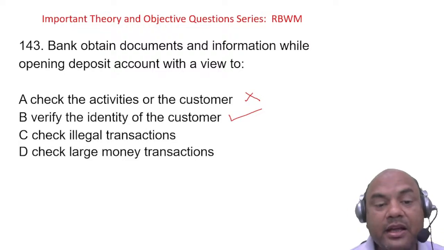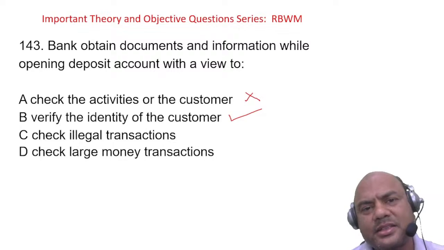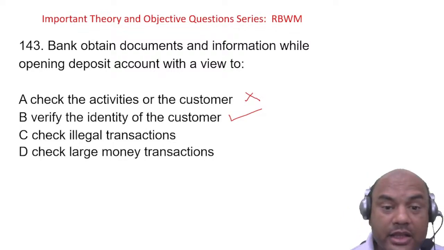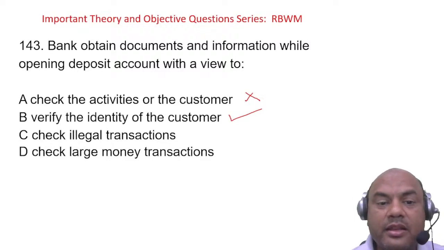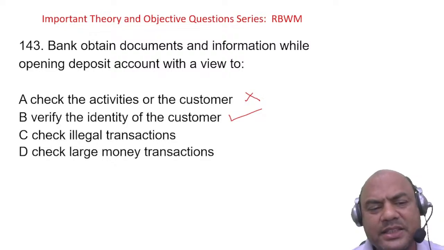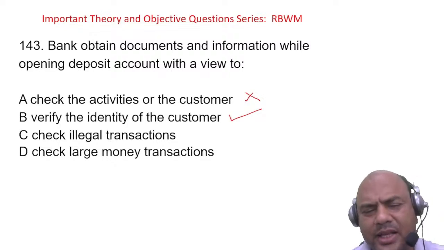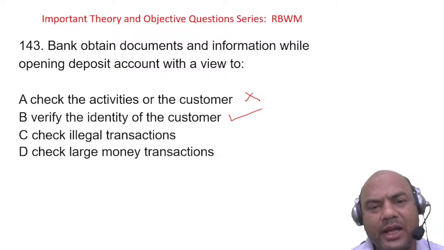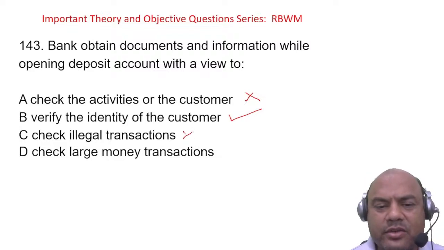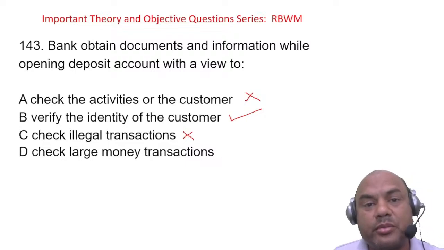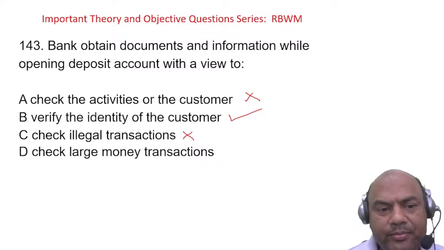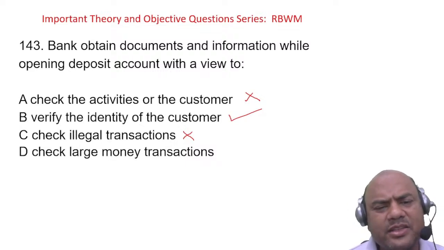Okay. Illegal transactions. How can I check the illegal transactions? Now it's possible. See this. Nowadays, the online transactions are so strong. Social media or the online net is so strong now that I can check somehow or the other. Means some part I can check. But practically, from your exam point of view, the answer is wrong. Why? Because I can't check the transactions of this customer. If a new customer comes to me in the branch, I can't check whatever he has done earlier. Okay. Check large money transactions. That is also not possible.